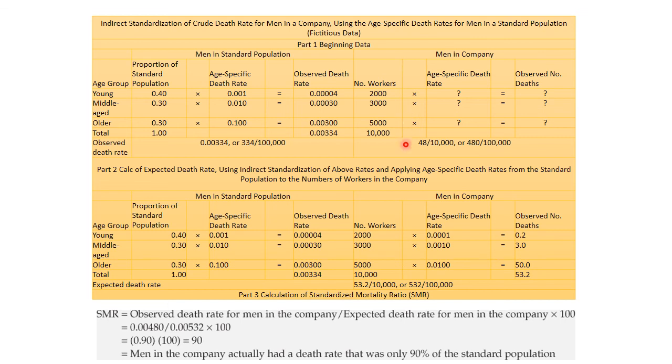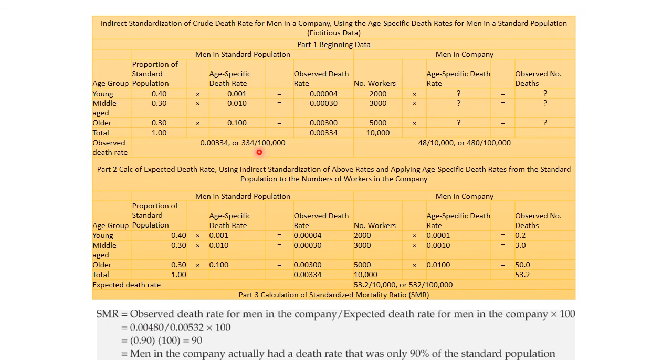So again, here in the male workers, we know that roughly 48 per 10,000 were dying, or 480 per 100,000 men were dying, say, per year, right? Versus this 334 per 100,000. So we want to figure out, okay, how are these comparable? Because it would appear, just based on numbers alone, 480 is bigger than 334, that these men in the offshore oil rigs were more likely to die, right? They had a higher standardized death rate. Let's see if that actually bears out.